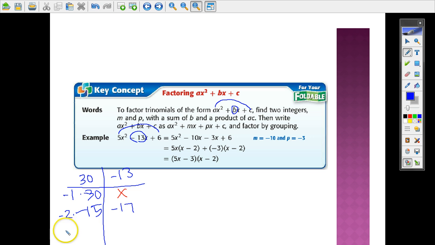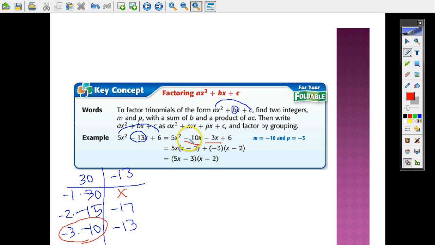Let's do our next number. You have 3, negative 3 times negative 10. When added, you have negative 13, and there you go. That's the number we wanted. So the factors are negative 3 and negative 10. So we can rewrite this as negative 5x squared minus 10 minus 3x. That's where we get the minus 3 and minus 10 from.